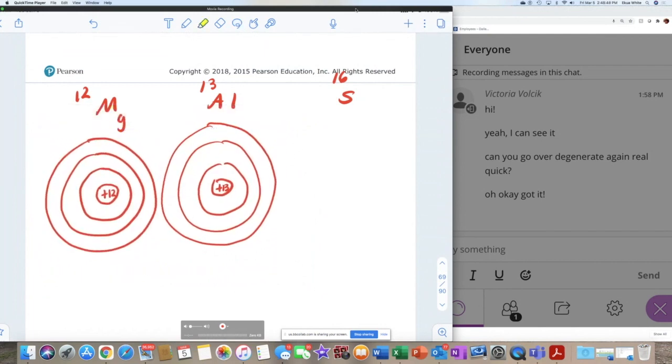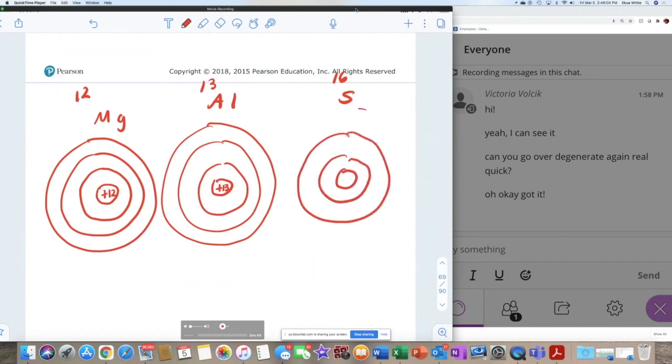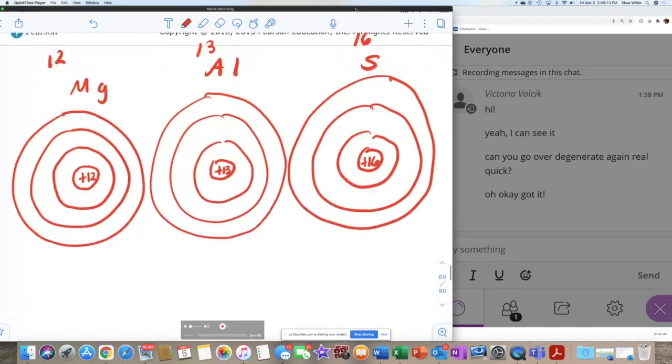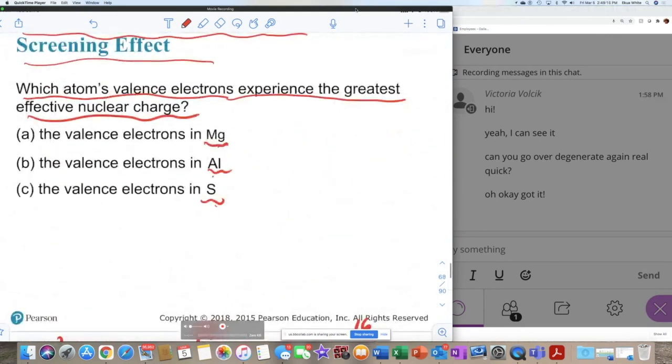Let's see if that works. Okay. And then for sulfur, I also need 3 energy levels. So for sulfur, I have 1, 2, wait, this is 3. These are my 3 energy levels. So sulfur's nucleus currently has 16 electrons. Okay. Now they're asking me here, which atom's valence electrons experience the greatest effective nuclear charge?